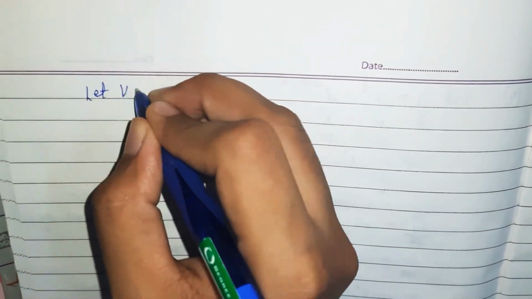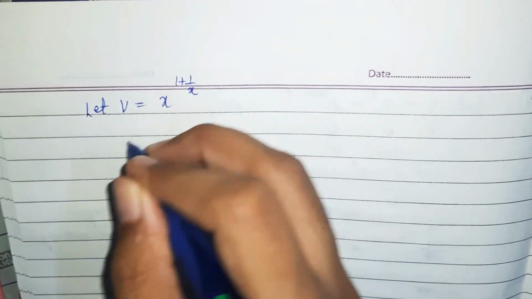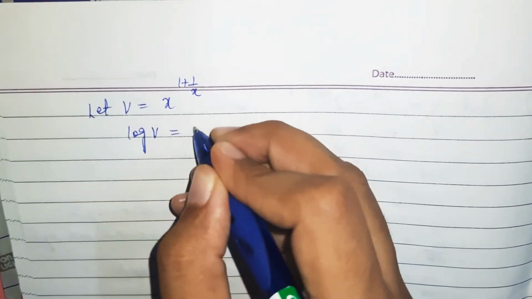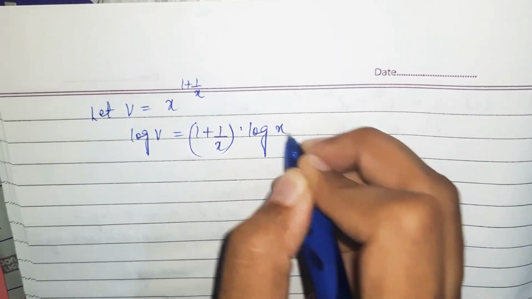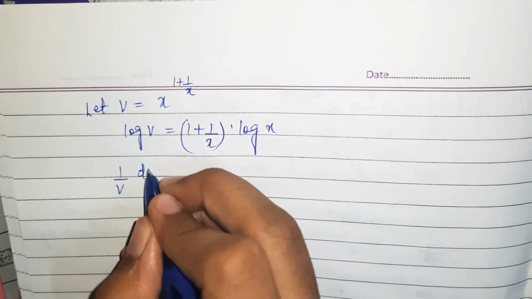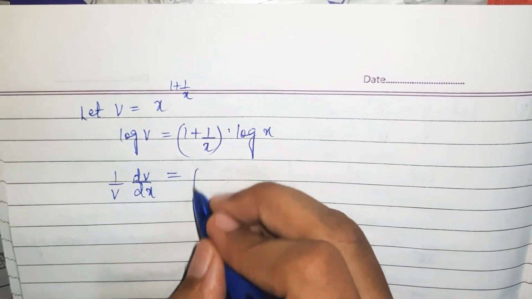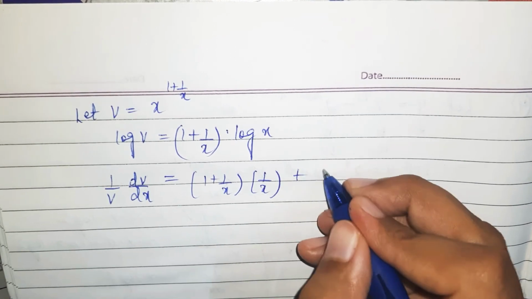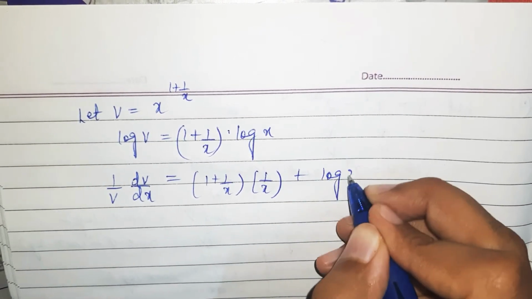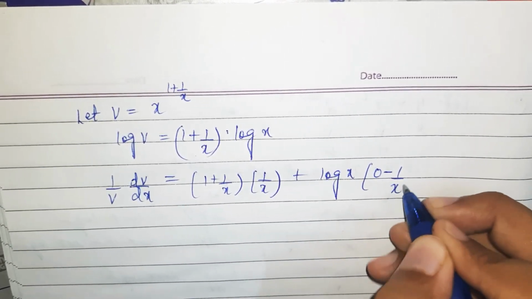The value of v: let v = x^(1 + 1/x). So log v = (1 + 1/x) log x, and 1/v dv/dx. Then we apply the product rule. First function same, differentiation of second function, plus second function same, differentiation of first will become 0 − 1/x².